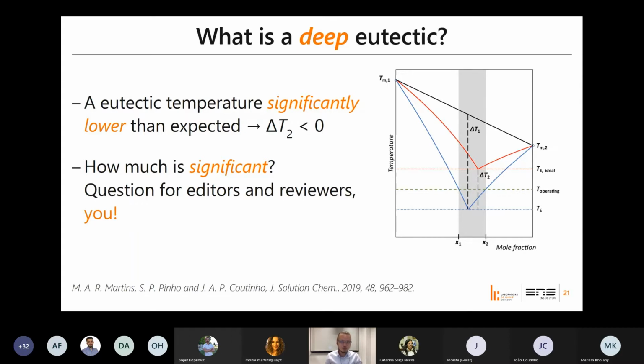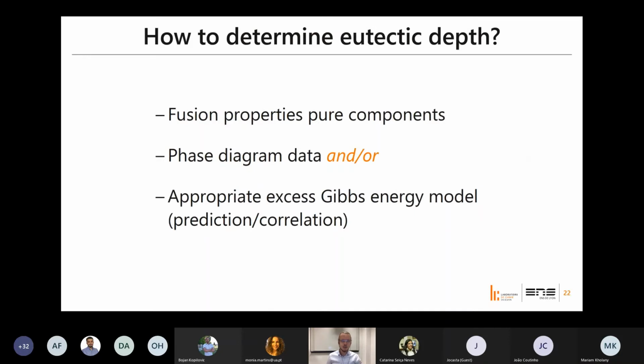But the question is, how much lower is significant? And I won't give the answer here, but I do think that this is a discussion that should be held by both editors and reviewers, for people that want to publish and in the reviewing process. But also when you're writing a manuscript, it should be stated there why you consider your eutectic deep. And if it's not stated, maybe we shouldn't call it deep. That's my opinion about the deep part.